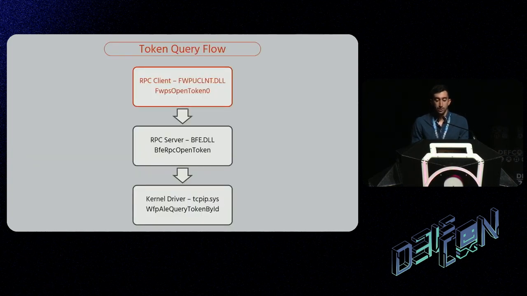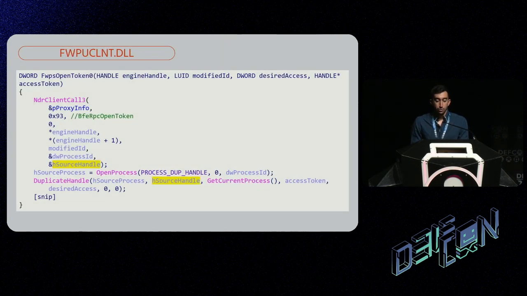We're going to dig into several components until we'll have the full picture for this query. The first step is an RPC client, then the server, and the last one is a kernel driver. All the pseudocode snippets I'll show you today are a bit simplified. I removed variable declarations and error handling to make them shorter.